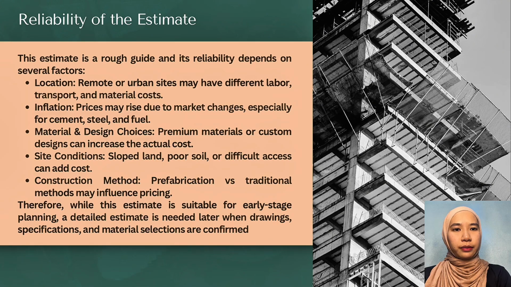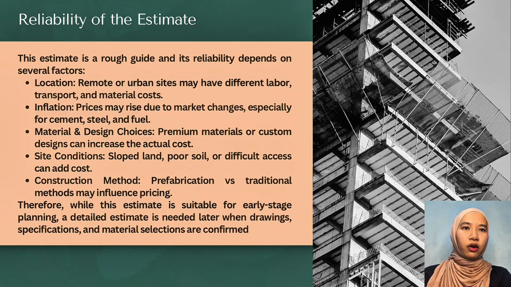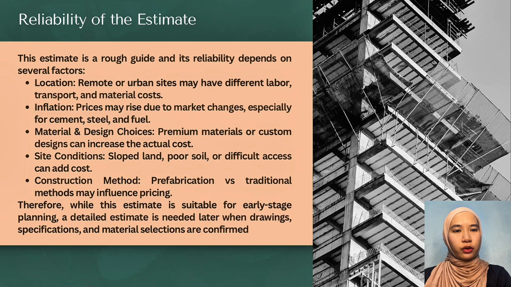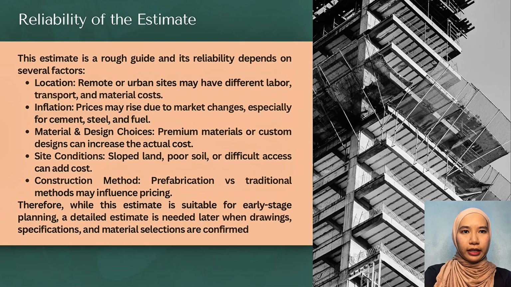The next factor we consider is site condition. Sloped land, poor soil, or difficult access can also add to the total cost of the project. And the last factor we consider is construction method. Prefabrication or traditional methods may also influence the pricing cost. Therefore, while this estimate is suitable for early stage planning, a detailed estimate is also needed later when drawings, specifications, and material selection are confirmed.